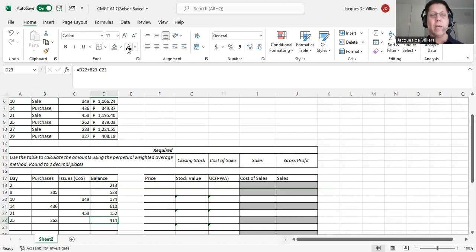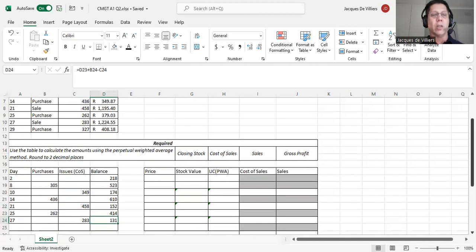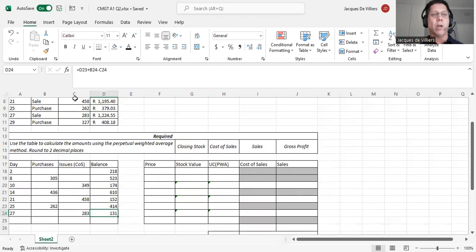On the 27th, same thing again. We have a sale. Okay, if there's a sale, we at the warehouse must issue the sales department with the number of units that they sold. And we then must subtract that from the units on hand. And now we only have 131 units in our warehouse. And we are a little bit worried. We say we don't want to start the new month with only 131 units.